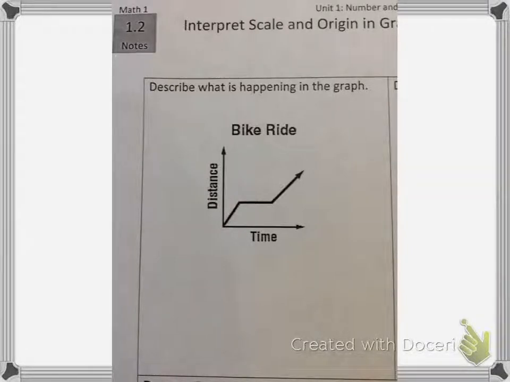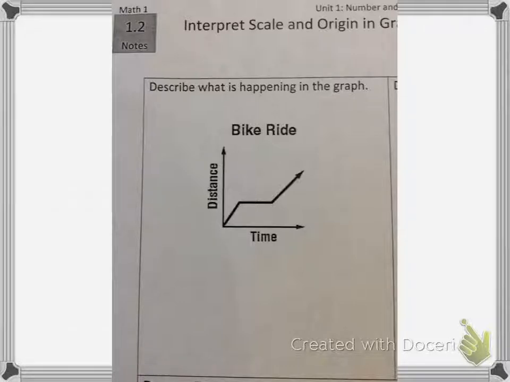This is section 1.2 of Math 1's notes. Today we're going to interpret scale and origin in graphs and data displays. So really what we're going to be doing here is looking at some graphs and just describing what's going on in them. And then later on we're going to go the opposite direction, where we have to draw the graph for what's described for us in words.